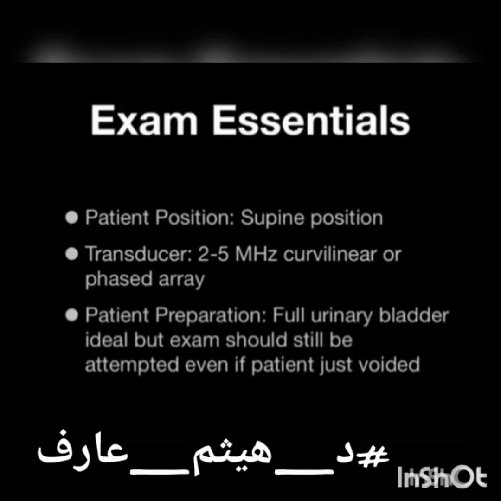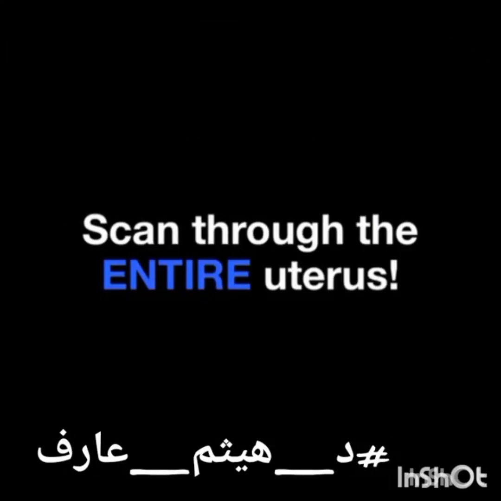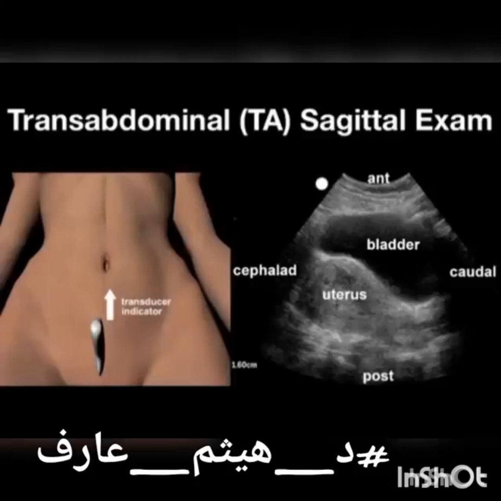In terms of patient preparation, a full urinary bladder is going to be ideal, but the exam should still be attempted even if the patient has just voided. And this is usually the case in the ED, where patients are asked to give urine specimens when they are triaged. Performing the exam, you want to make sure that you scan through the entire uterus. This is essential. Let's first look at the transabdominal sagittal exam.